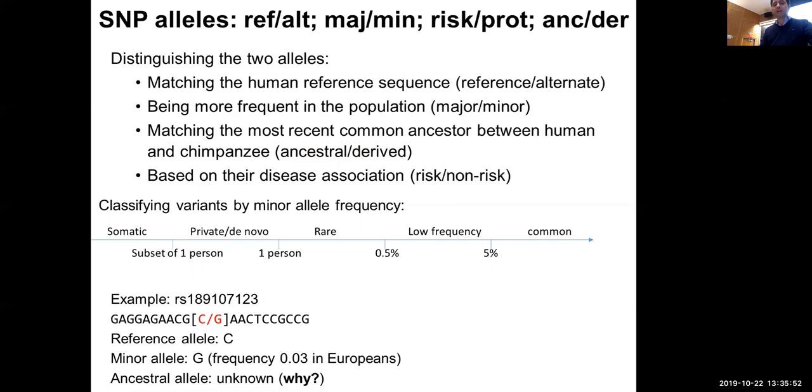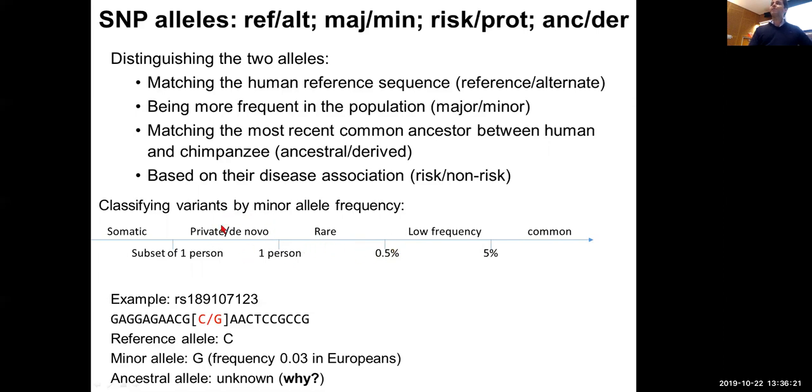We also classify variants based on their minor allele frequency. So it's much easier to always talk about the minor allele frequency, because frankly, it just caps out at 50%. So we're going to be talking about common variants if about one person out of 20 has them. Okay? We'll talk about low frequency variants if it's between 5% and 0.5% of the population. Rare variants if it's less than 0.5%.